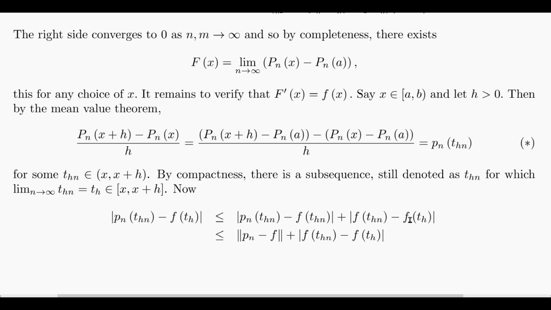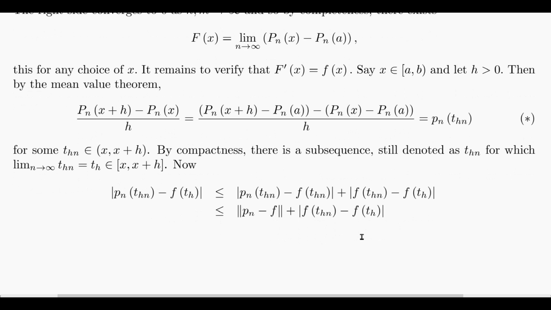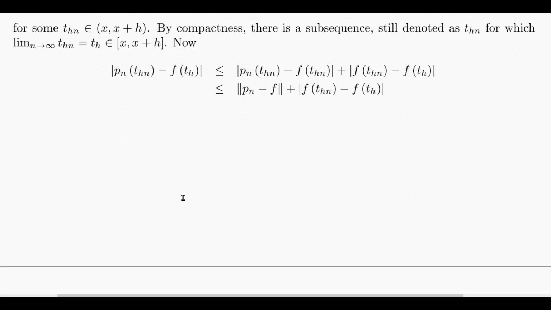And then I have this term here. By continuity of the function little f, as n goes to infinity, this thing converges to 0. Now remember, this is just a subsequence of these, okay? And I'm just denoting it with the same notation. This doesn't matter. So now I have this thing will converge to 0.